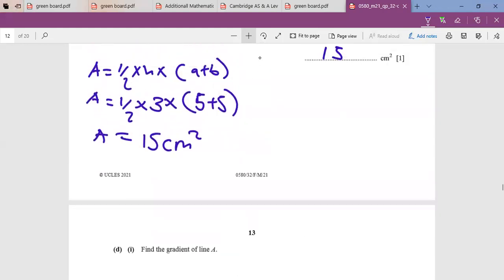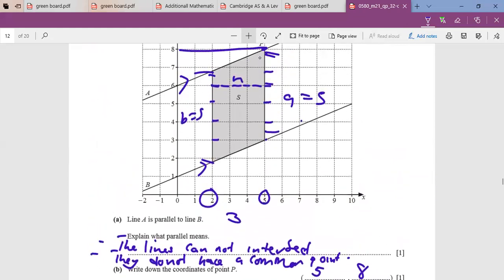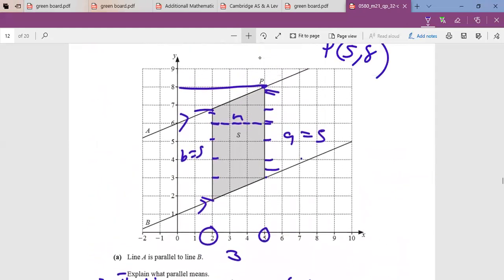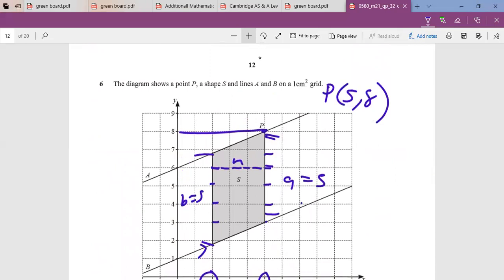Find the gradient of A. There are a lot of approaches that you can use to find the gradient. So for A, we can use a lot of approaches. If you look at this, you can try to create this triangle like this. You know, gradient is y divided by x. So our y here is 2 divided by our x is 1, 2, 3, 4, 5. Our x is 5. All right, that is our gradient.